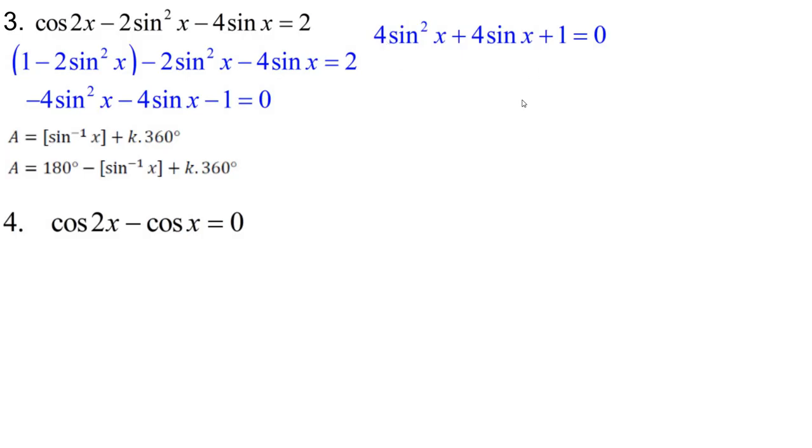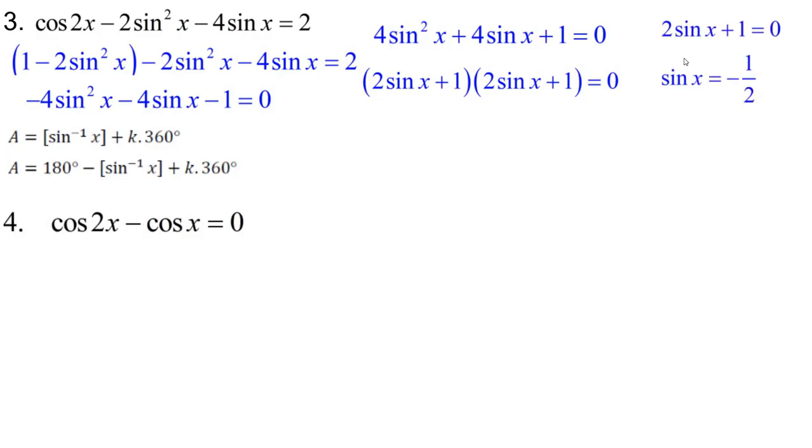Hey, now we can put 2 brackets, and it looks like 2 sine x times 2 sine x will give me 4 sine squared x, and 1 times 1 is 1. And there's 1 times 2 sine x times 1. Oh, it all works out. Well, what do we got here? 2 sine x plus 1 equals 0. Subtract 1, divide by 2.